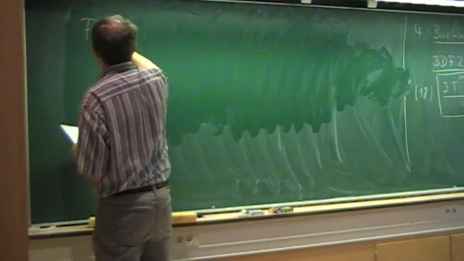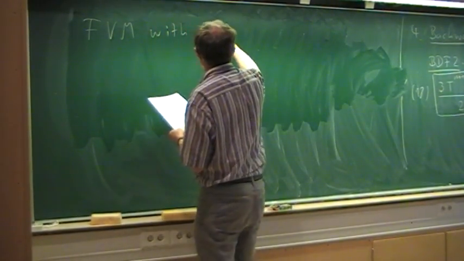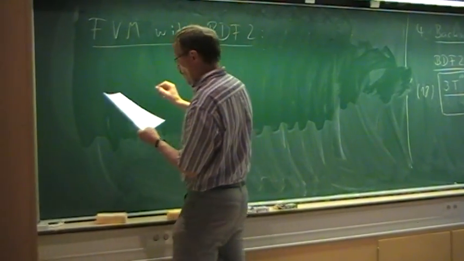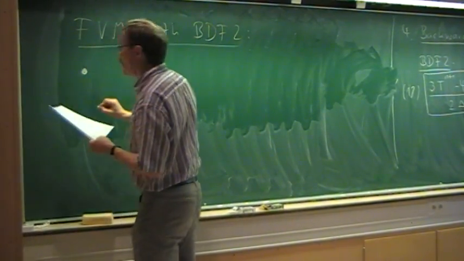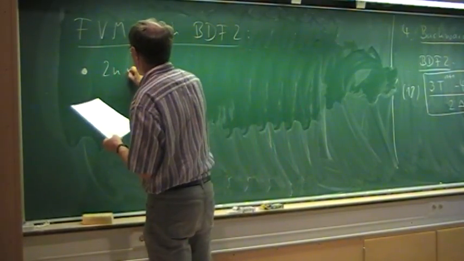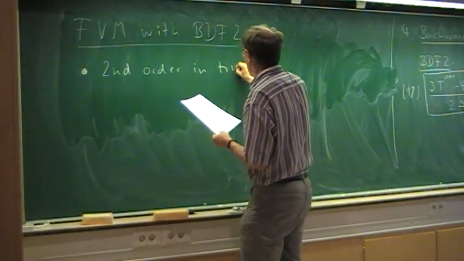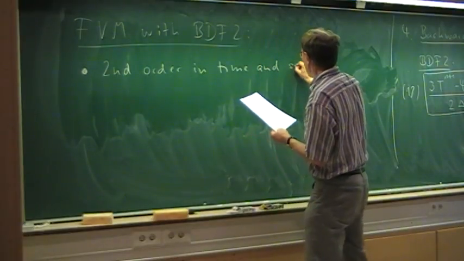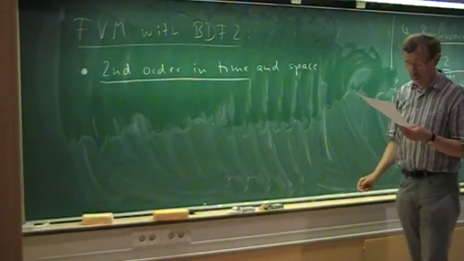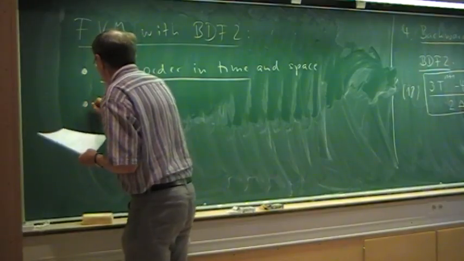Volume method, solved with the BDF2 in time. The first thing is, like the Crank-Nicolson, it is second order in time and space. That is what it shares with the Crank-Nicolson. And it is also unconditionally stable.